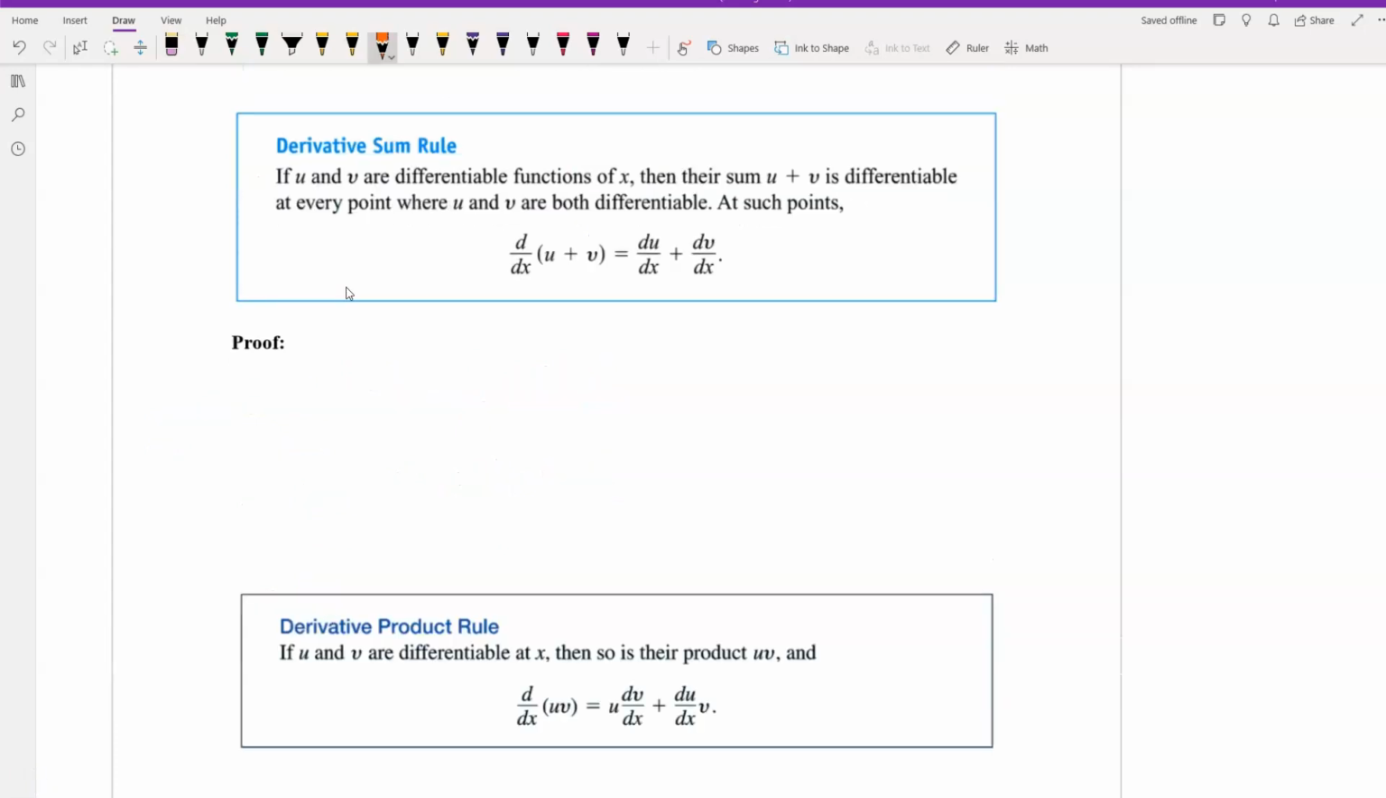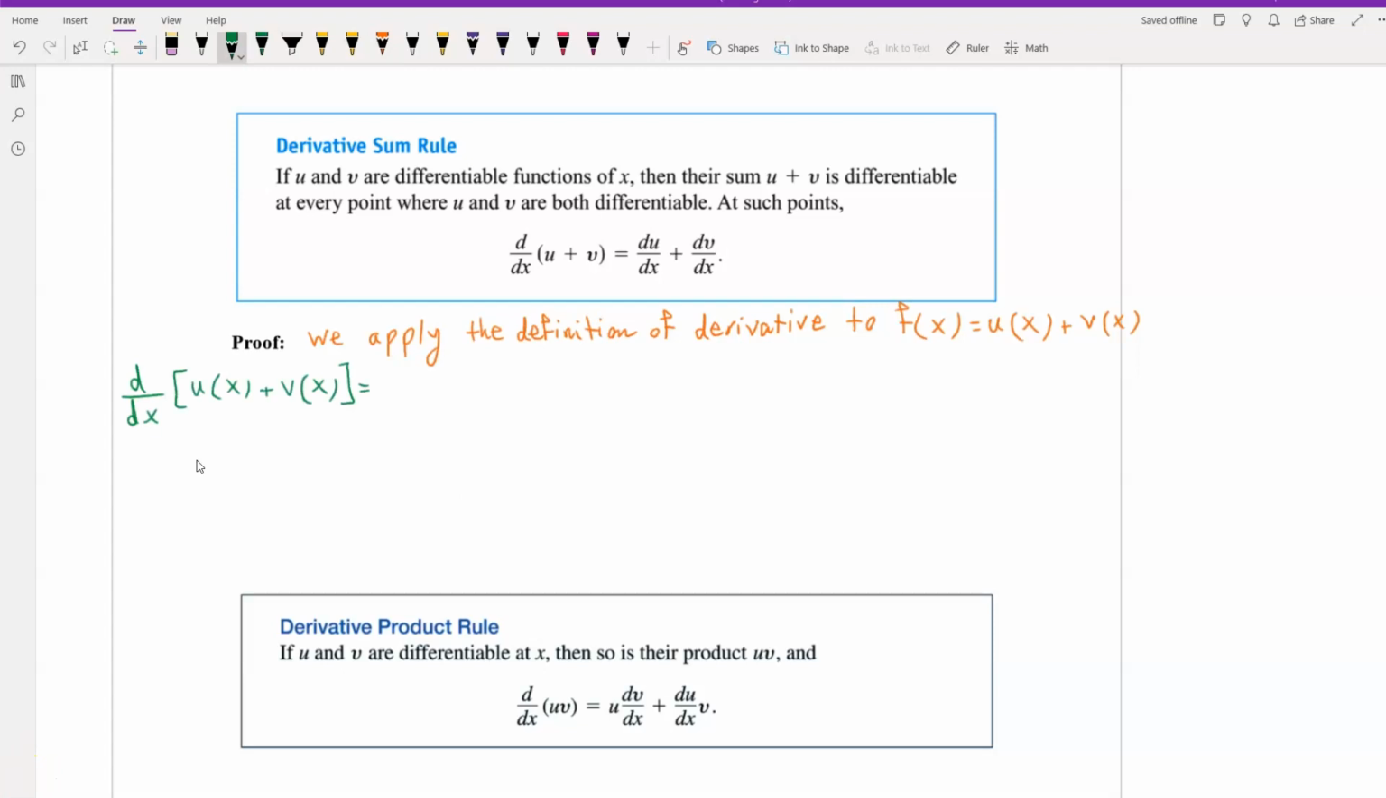Now here we have the derivative sum rule. If u and v are differentiable functions of x, then their sum u plus v is differentiable at every point where u and v are both differentiable. At such points, the derivative with respect to x of u plus v is equal to du divided by dx plus dv divided by dx. So now here on this part, what we have for our function is u plus v. So we apply the definition of derivative to f of x equal to u of x plus v of x.